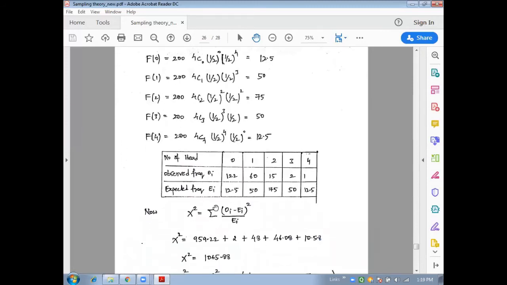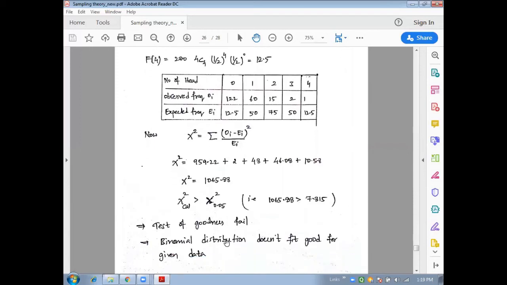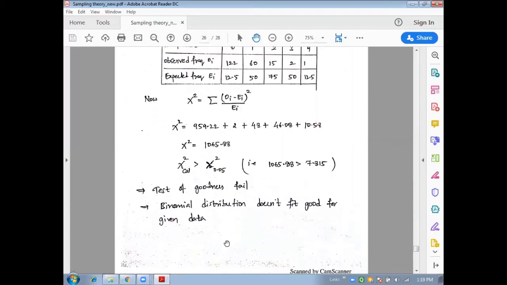Now we'll apply the formula. Chi-square is equal to the summation of (Oi minus Ei) whole square by Ei. After simplifying, the value is reduced to 1065.85. If we compare with the tabular value, it is more. Therefore, chi-square of calculation is greater than chi-square of tabular. Therefore, here the test of goodness fails. Therefore, the binomial distribution does not fit well for the given data.